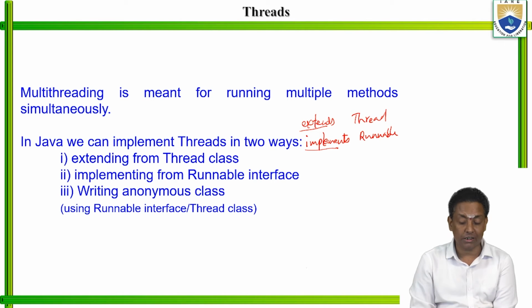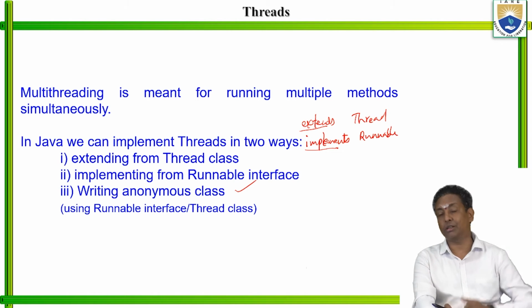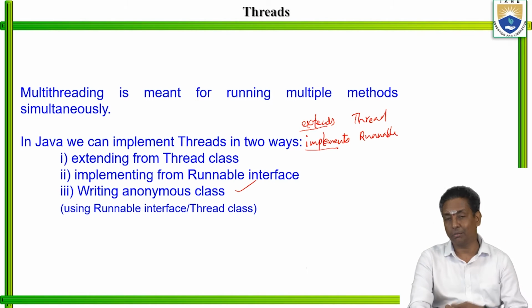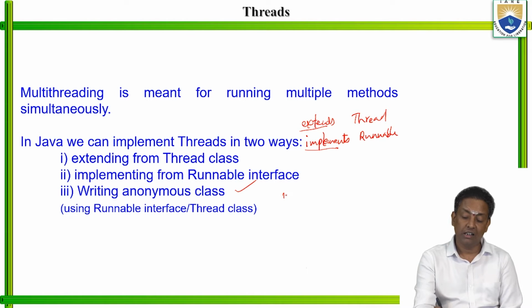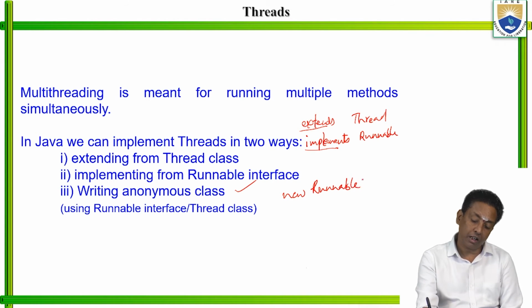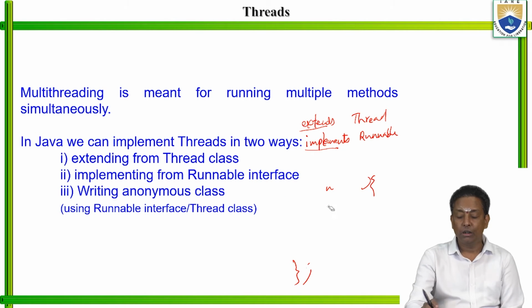How to run it, we'll discuss later. And the third one is by writing an anonymous class. We already discussed anonymous classes as the last topic in OOPS. Without extending from the Thread class or implementing the Runnable interface, directly by instantiating the Runnable interface, in the instantiation body itself we write the thread implementation. This is another type of thread implementation.